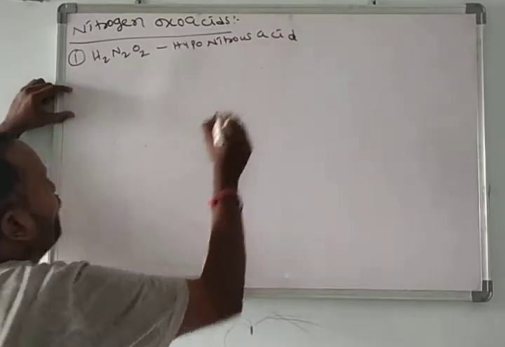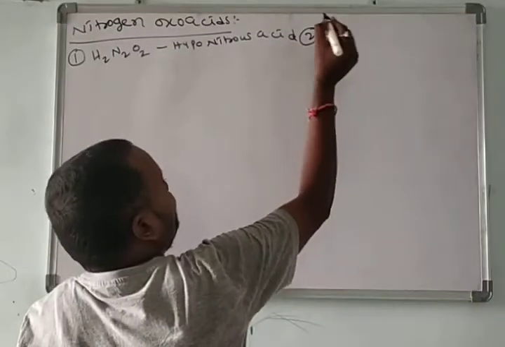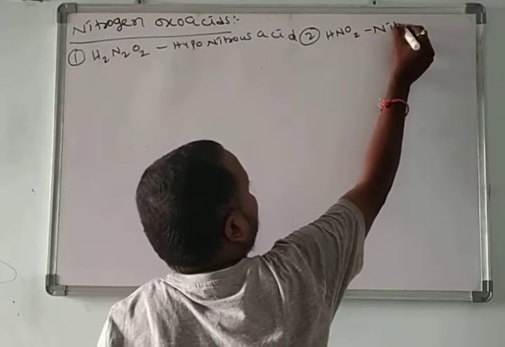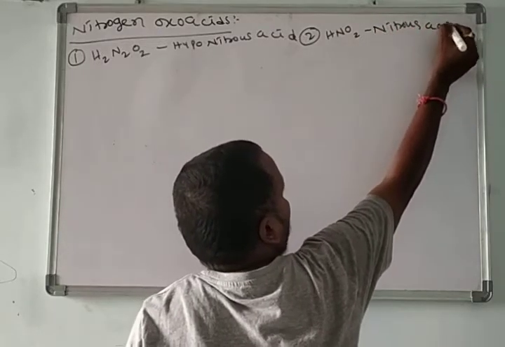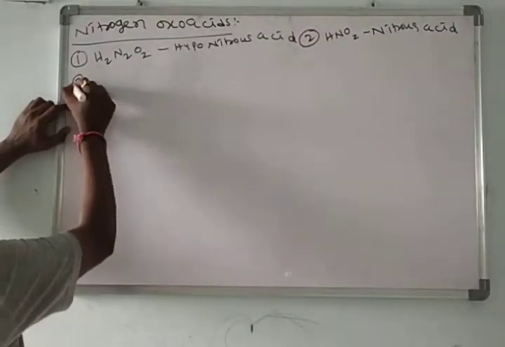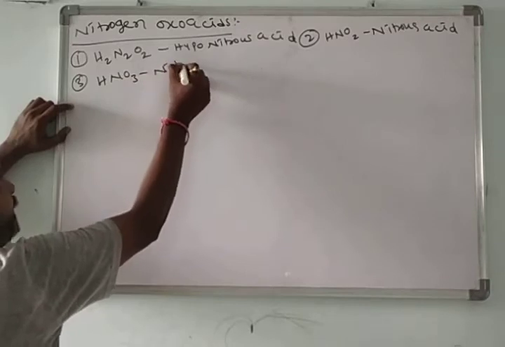H2N2O2, hyponitrous acid. Okay, second one, HNO2, nitrous acid. HNO2 we call nitrous acid. Third one, HNO3, nitric acid.